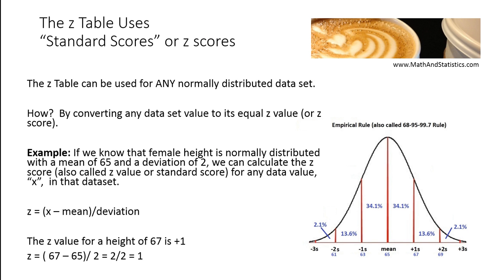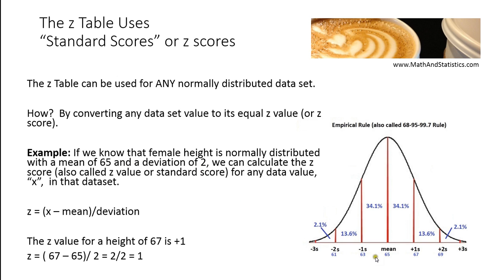So let's just do that. In the first example, we're going to ask the question, suppose we have a data set of female height and we know that it's normally distributed, which is always required if you want to use the z-table. We also need to know the mean of our data set and the standard deviation. In this particular example, the mean of our data set is 65 inches. That's about 5 feet 5 inches. And the deviation of our data set is 2 inches.